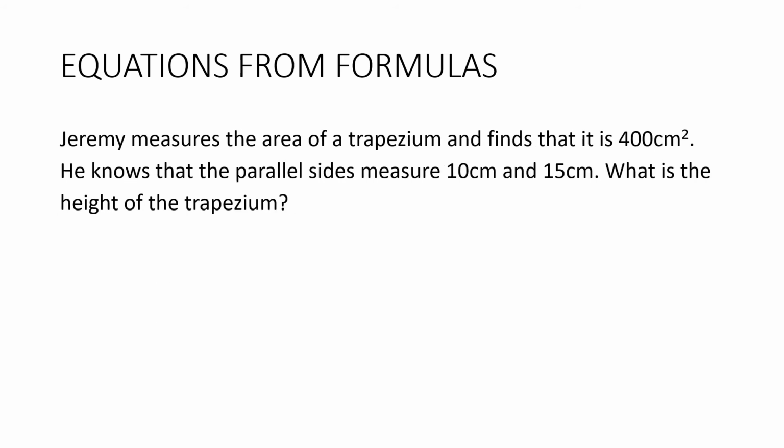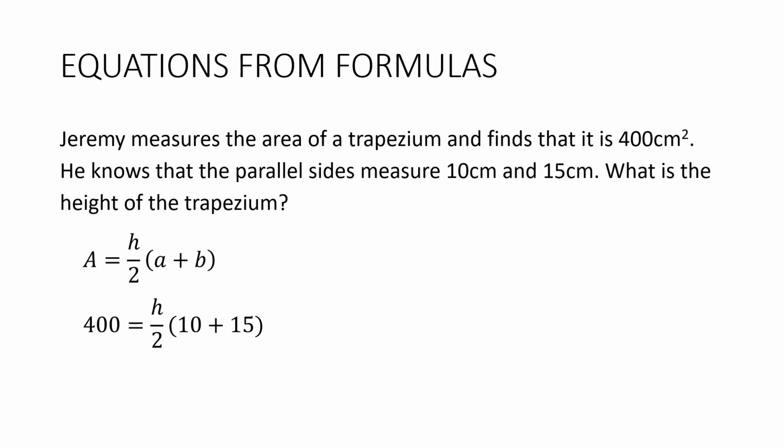Here's our second example. Jeremy measures the area of a trapezium and finds that it is 400 centimeters squared. He knows that the parallel sides measure 10 centimeters and 15 centimeters. What is the height of the trapezium? So here's the formula. H is the height of the trapezium, A and B are the parallel sides. So 10 and 15 go in here. Order's not important because they're being added together. And this is the area, so 400 goes in here.